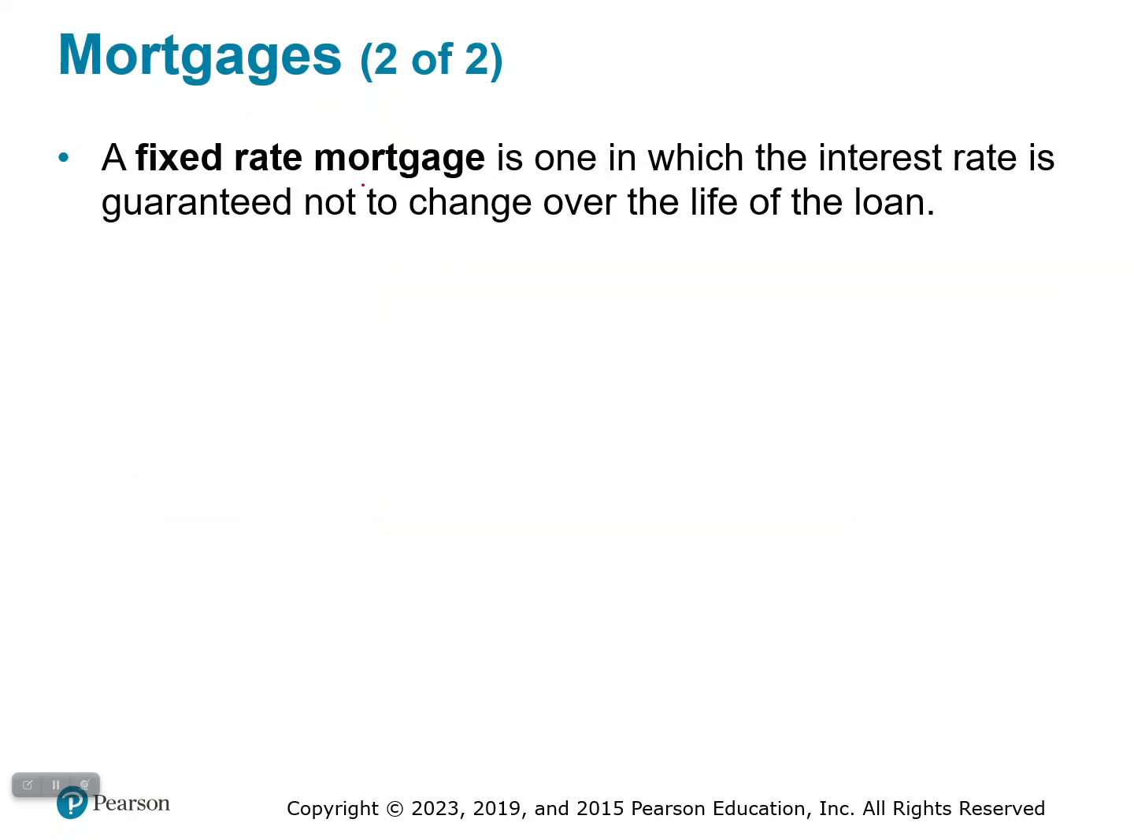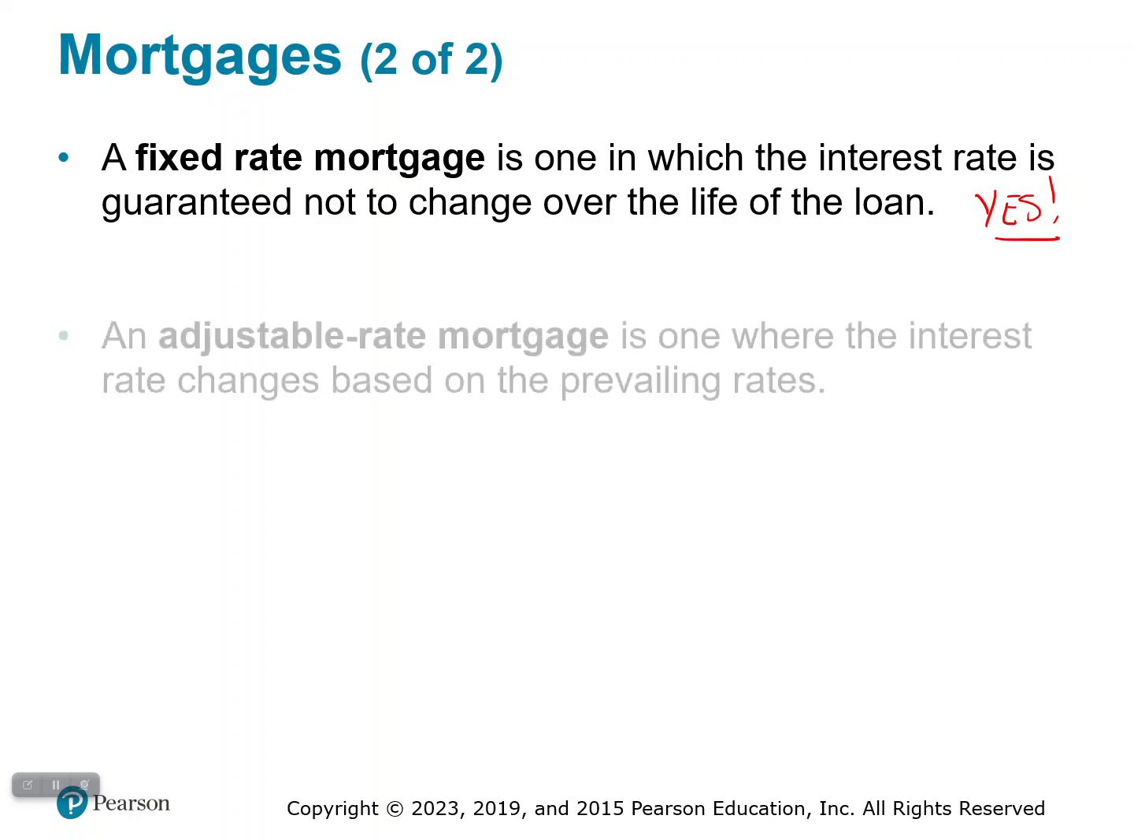So a fixed rate mortgage is one in which the interest rate is guaranteed not to change over the life of the loan. This is absolutely what you want if you are just going to live in the home. You're looking for a home for your family. You want a fixed rate mortgage.